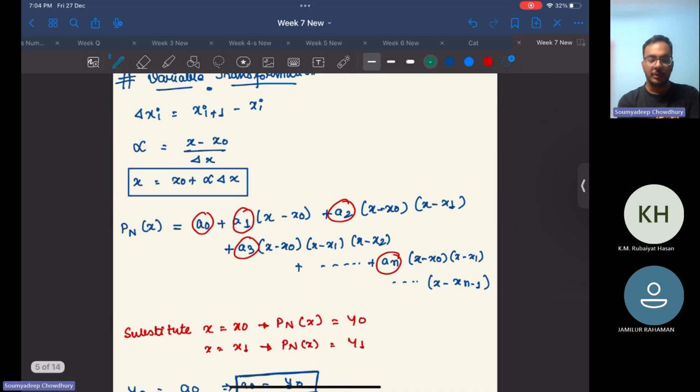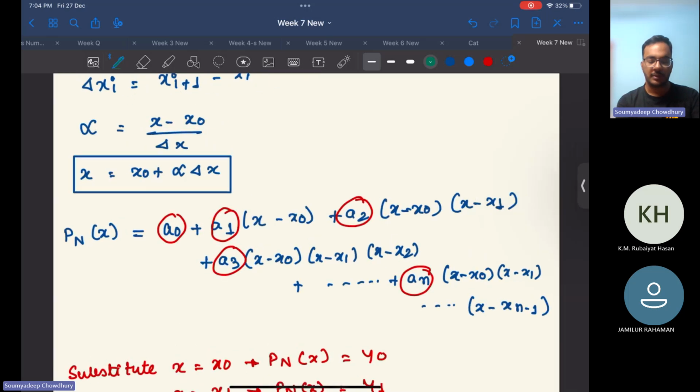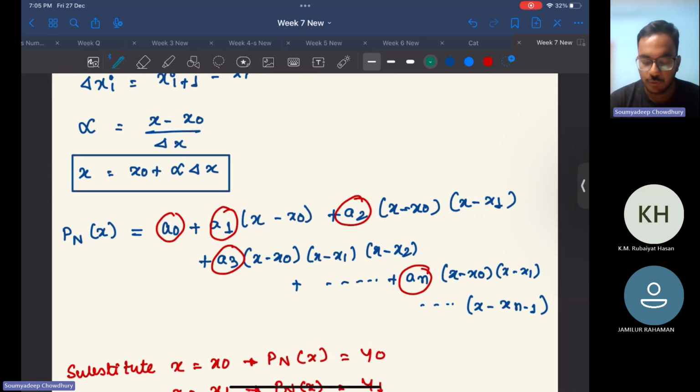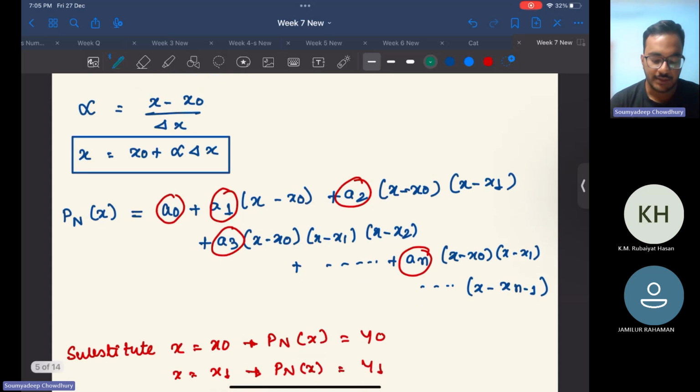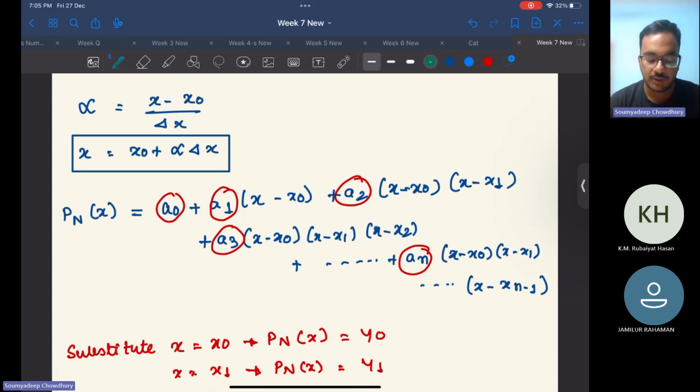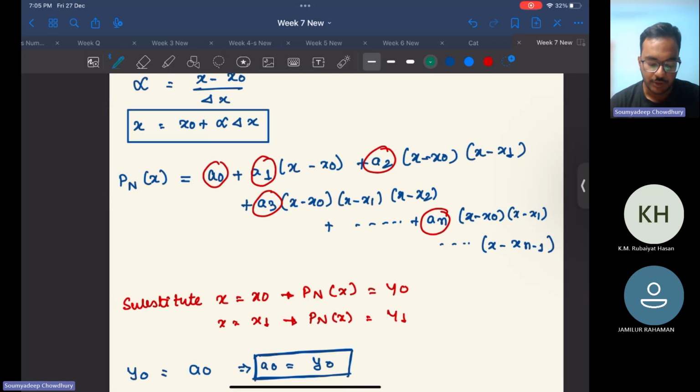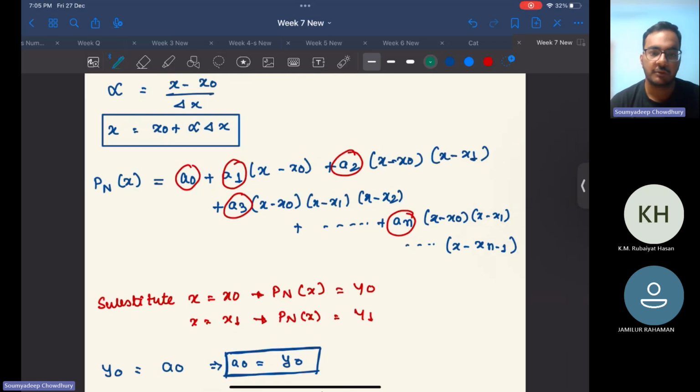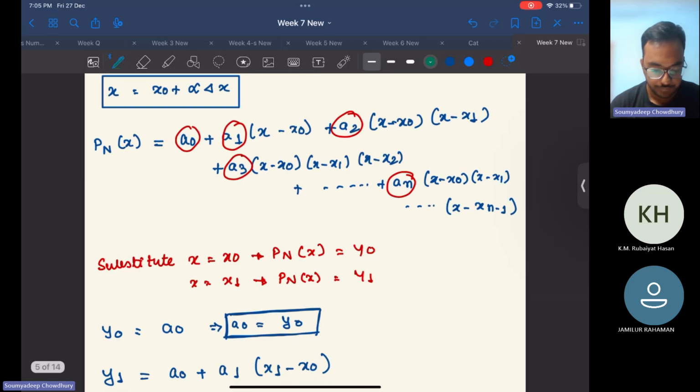Your interpolating polynomial can be represented in this form: a naught plus a1 into x minus x naught plus a2 into x minus x naught into x minus x1. In this pattern we continue. Our goal is to find these coefficients a naught, a1, a2, a3 up to an for the set of data which is given to you. We know that at x equal to x naught, your polynomial should be equal to y naught. Similarly, at x equals x1, your polynomial must equal y1. Like this, we can go on substituting.